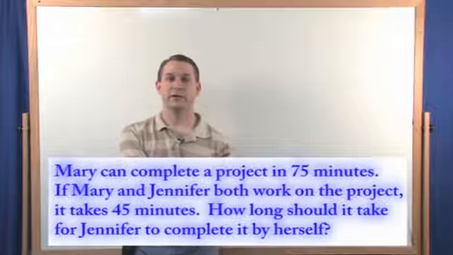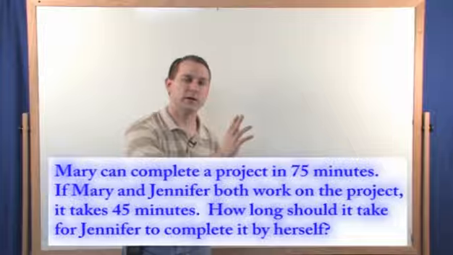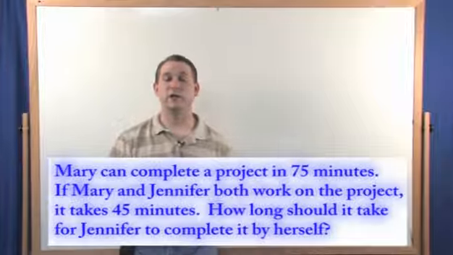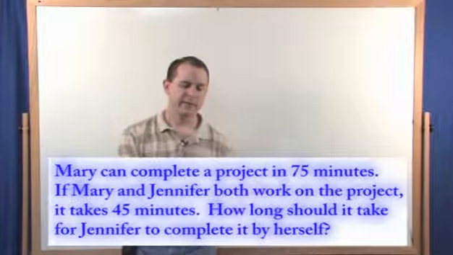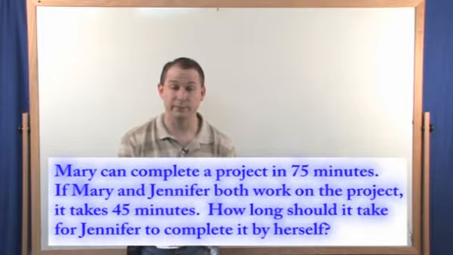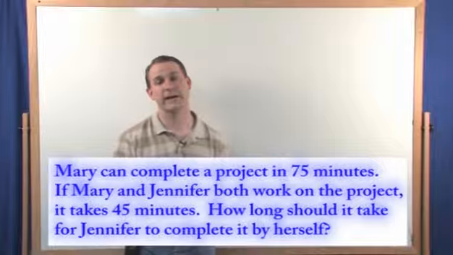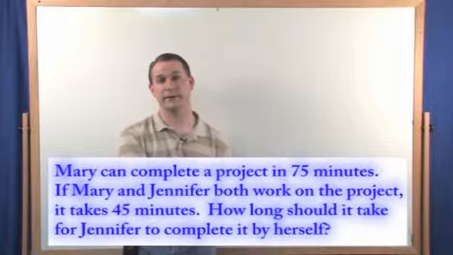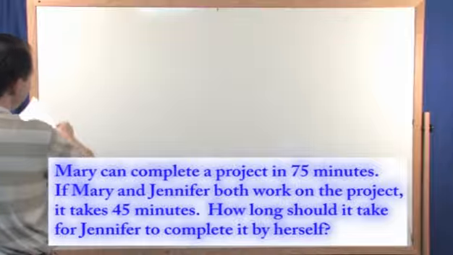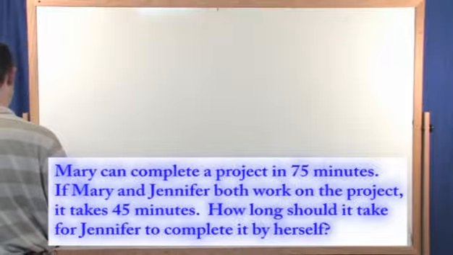Before, the problem said how long it took to do a specific job by two different people, and then how long it should take them to work together. This one tells you how long it takes one person to do it and how long it takes both of them to do it together, and then you're supposed to find out how long it takes the other person to do it by herself. So we're doing the same thing, writing the same equation, we're just solving for a different quantity.